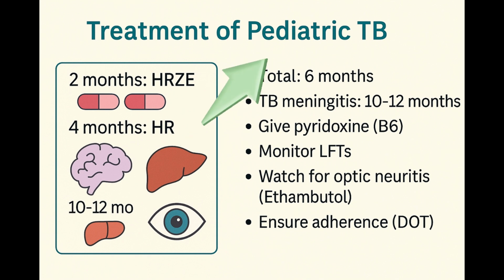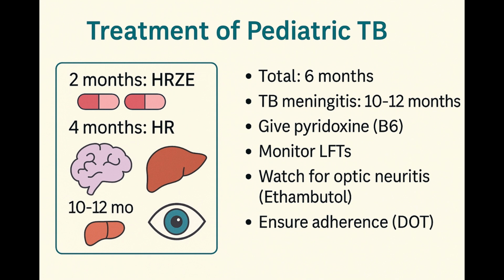The intensive phase is the first 2 months using the RIPE regimen: rifampicin, isoniazid, pyrazinamide, and ethambutol. And then we enter the continuation phase, 4 months of isoniazid and rifampin. For tuberculous meningitis, treatment is extended to 10 to 12 months. This is crucial because TB in the brain behaves differently and needs prolonged therapy.